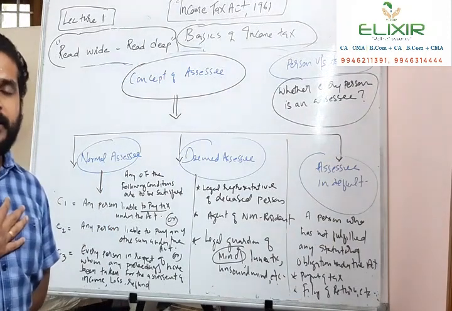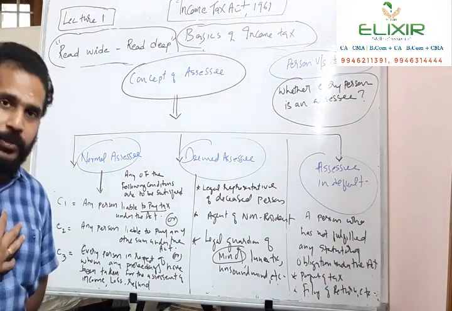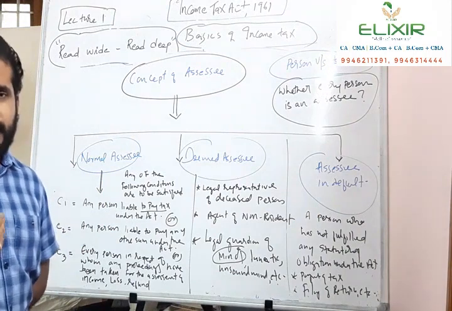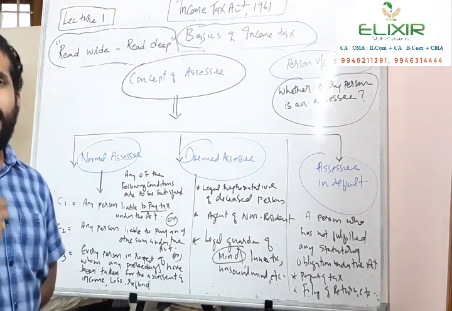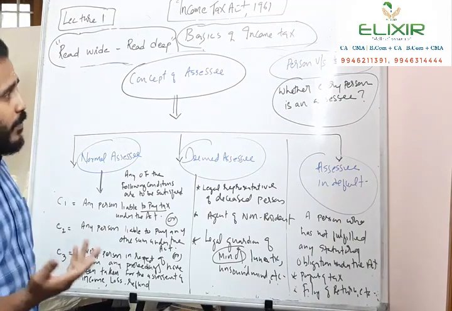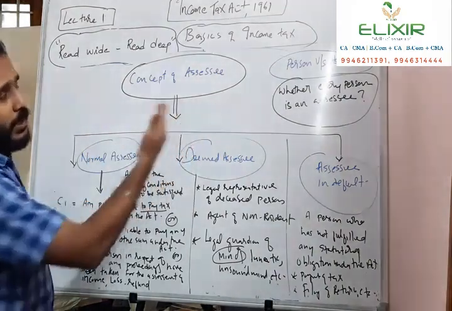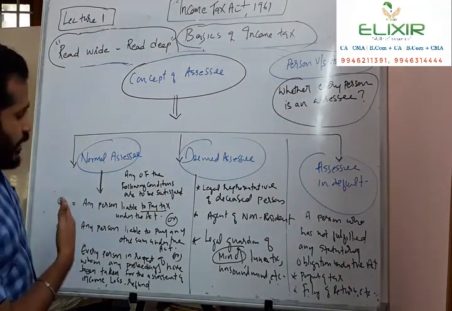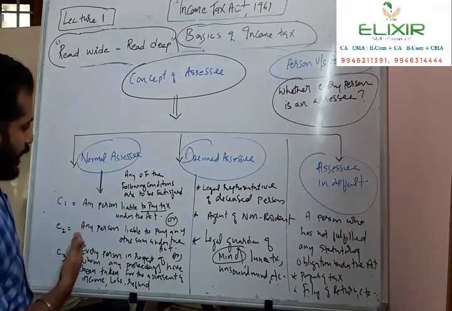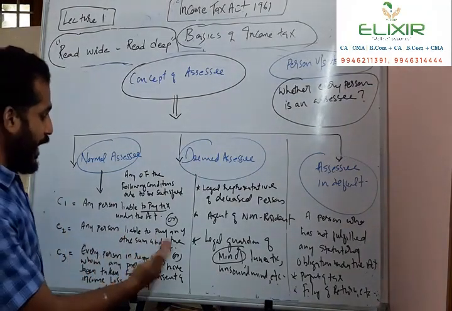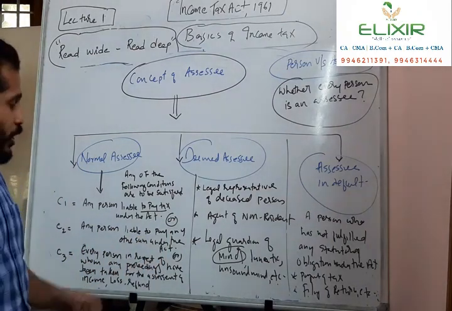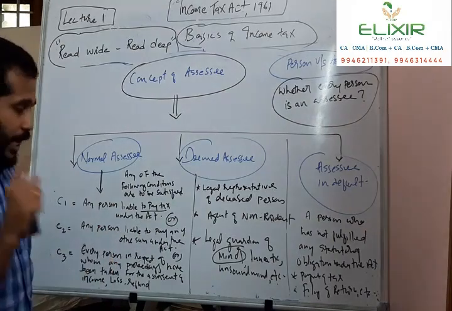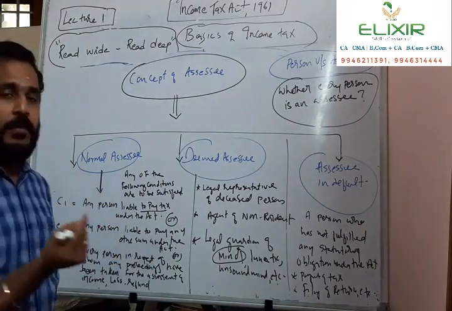My category of person is individual. If my taxable income exceeds 3 lakhs, I have to pay tax. That means I am the person who can be categorized as assessee. Then the second condition is any person liable to pay any other sum under the Act, not the tax.